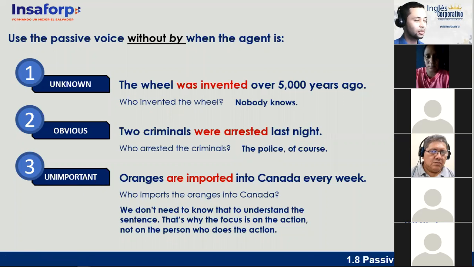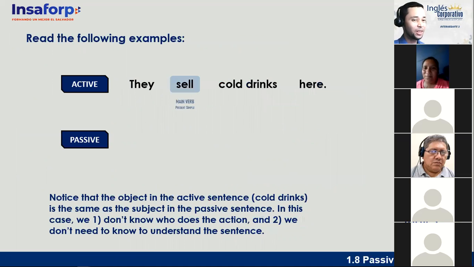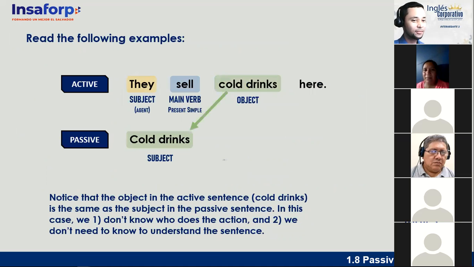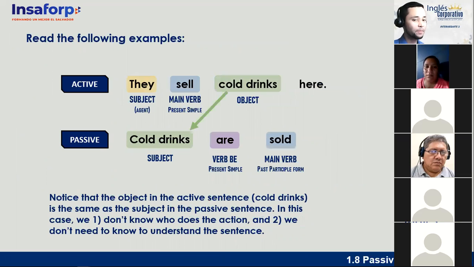Si a usted le dice en una tienda, mire, quiero comprar una Coca-Cola, dice, ¿en esta tienda venden? Ah, chido, pero usted no va a decir, ¿y quién la vende? No es necesario, solo va y la compra. ¿Ok? Lo mismo pasa acá. Ocupamos el passive voice precisamente porque no es necesario decir quién lo hace. Cold drinks are sold here. End of story.